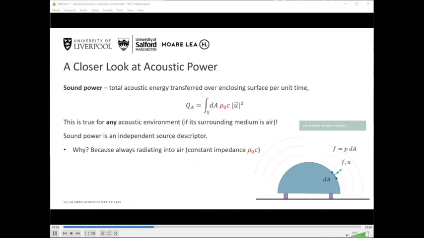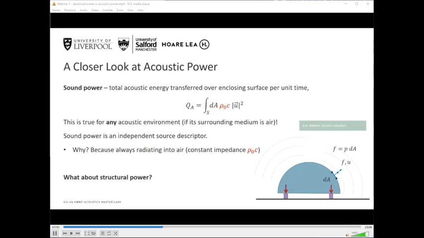Now, we said before that the sound power is an independent property of the source. What this means is that the term QA is the same irrespective of the surrounding environment. Now, it's easy to see why from this equation here. The term in this equation that describes the surrounding environment is this ρ0c. This is the characteristic impedance of air. So long as the source is radiating into air, the sound power level will always be the same. Hence, the sound power level is an independent source property.